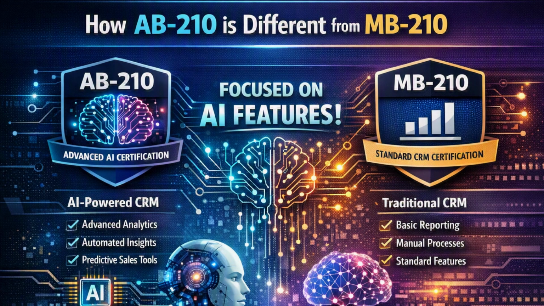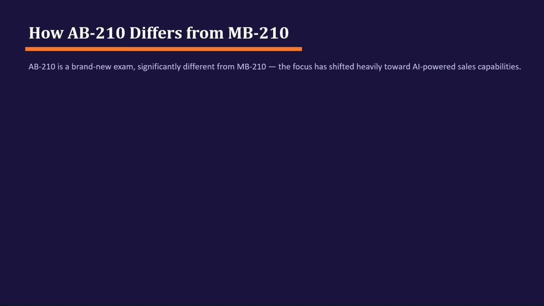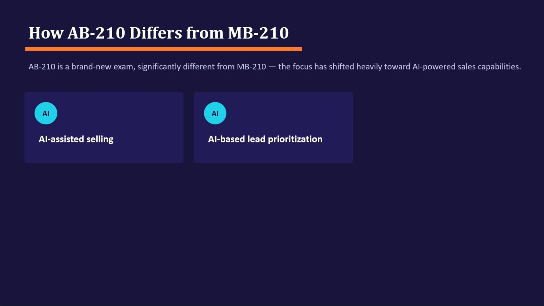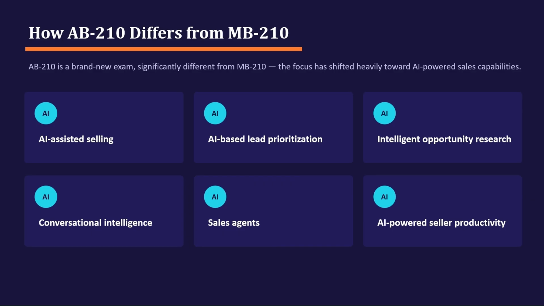How is AB-210 different from MB-210? AB-210 is a brand new exam and it is significantly different from the old MB-210. The focus has shifted heavily toward AI powered sales capabilities like AI assisted selling, AI based lead prioritization, intelligent opportunity research, conversational intelligence, sales agents, and AI powered productivity. For the complete set of sections and subsections, I have shared a link in the description.